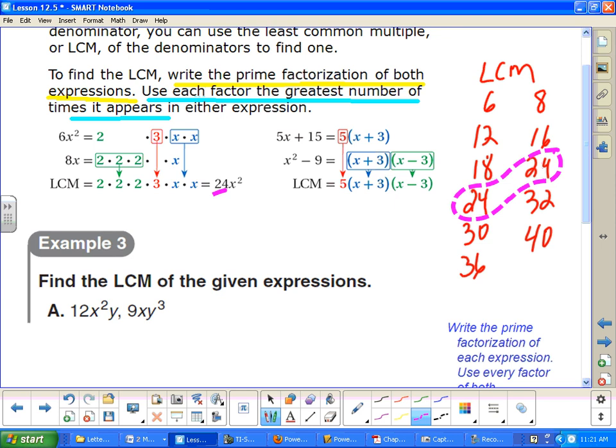Over here with 5x plus 15 and x squared minus 9. For the 5x plus 15, they factored out the 5. X squared minus 9, we factor that, we get x plus 3 and x minus 3. So for our least common multiple, we write down each factor. I have a factor of 5, a factor of x plus 3, and a factor of x minus 3. They each only happen one time, which is the largest amount of each one. So then my least common multiple would be all of them multiplied together.